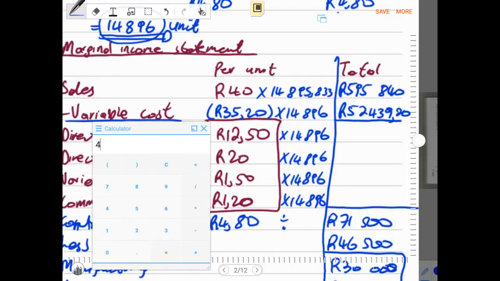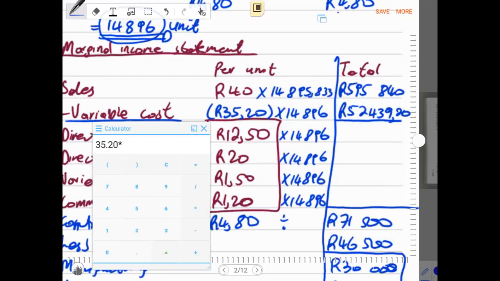Let me repeat again, 40 times this by 14,895.833. That will be the sales times by 32. Then minus 524,000, 52,439. This is something not right here.